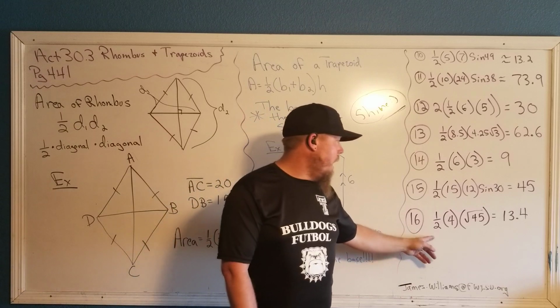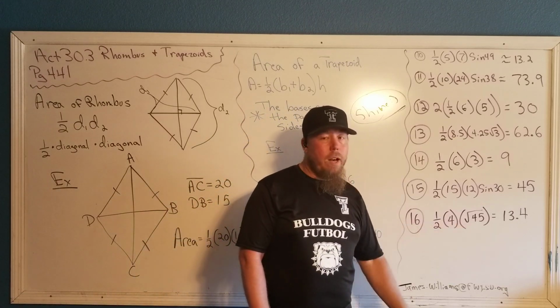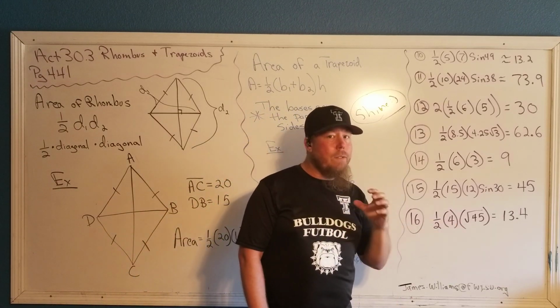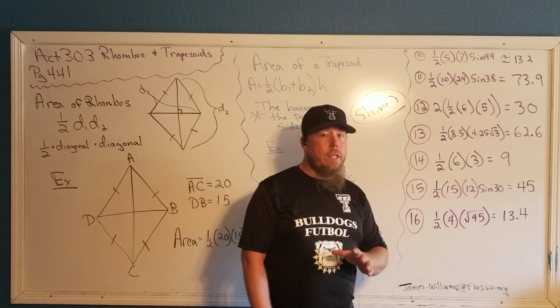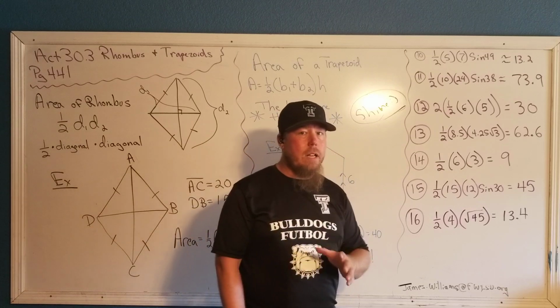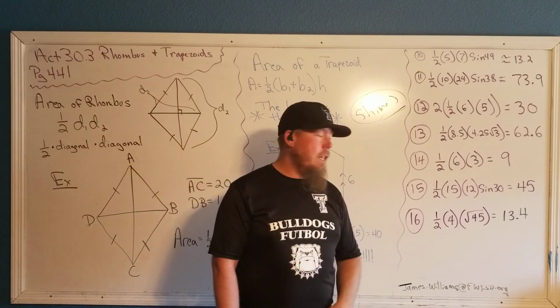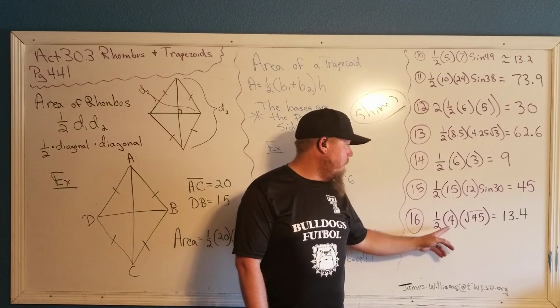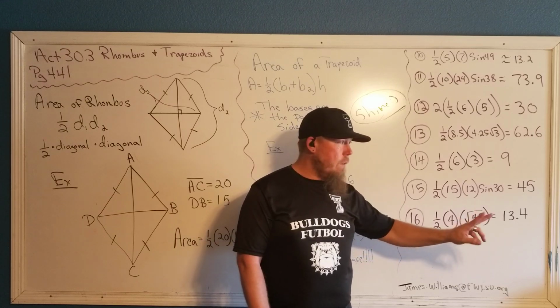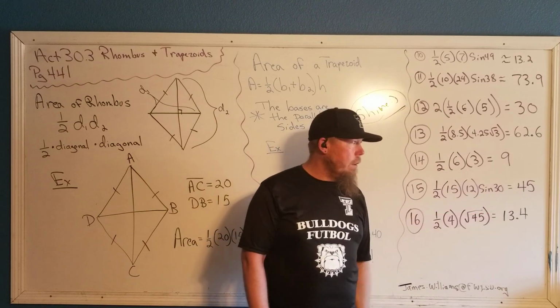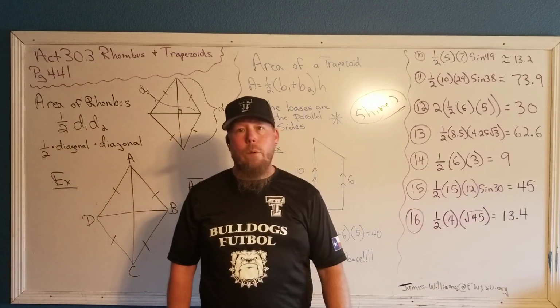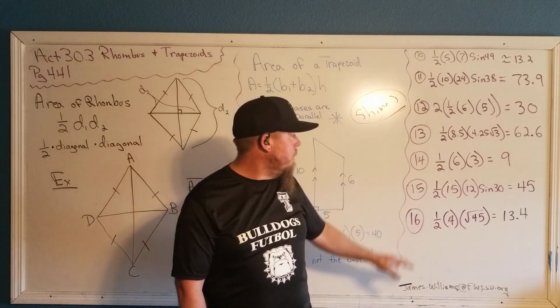Number 16 is 1/2 times 4 times the square root of 45. That 45 comes from 7 squared minus 2 squared. That's the Pythagorean theorem that you need to do in order to get the side length of that isosceles triangle. Sorry, the height of that isosceles triangle. So this is 1/2 times the base, which is the 4, because the two 7s match, so the 4 is the base. And then square root of 45. When you multiply that all out, you get 13.4. All right, so that is numbers 10 through 16.